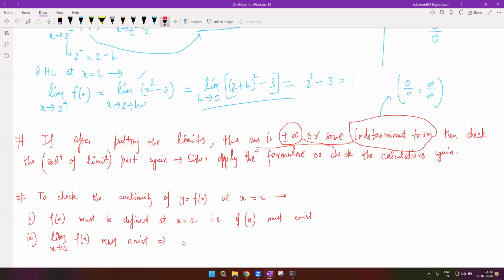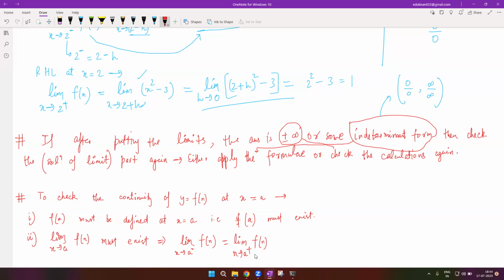It means that limit x tends to a negative, f(x), what do we call it? LHL, right? LHL at x equals a should be equal to limit x tends to a positive, f(x). So what I have written is that limit x tends to a, f(x) must exist. That is, the limit at x equals a for the function f(x) must exist. Now, what does that mean? It means that your LHL and RHL both should exist. That is, they must be a finite value and they both should be the same.